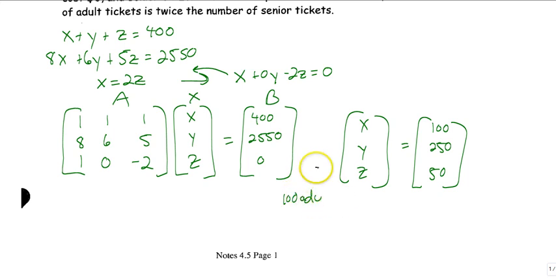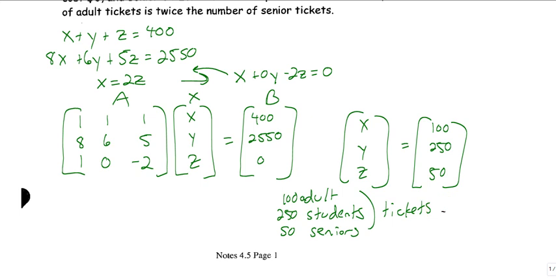I can't spell. 250, those were students. Man, I really can't spell. Students. And then finally 50 seniors. And these are all the tickets.